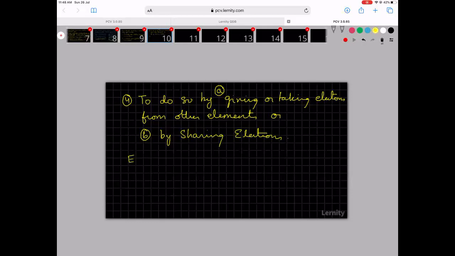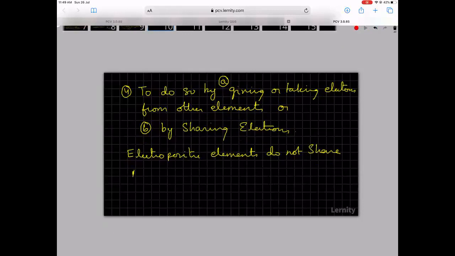Electropositive elements do not share, they only give.